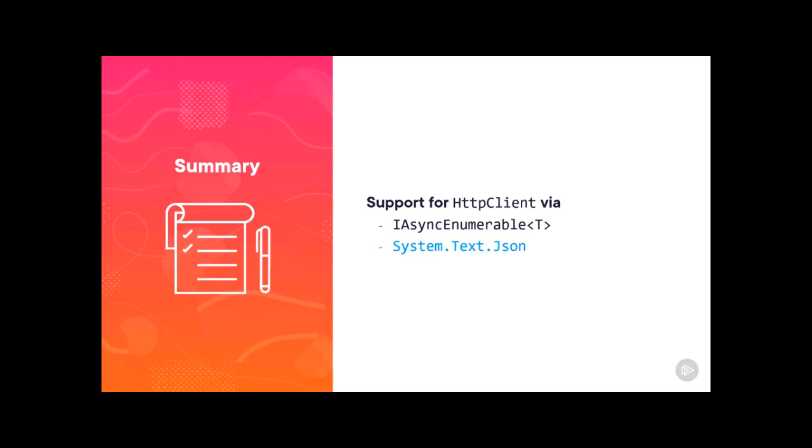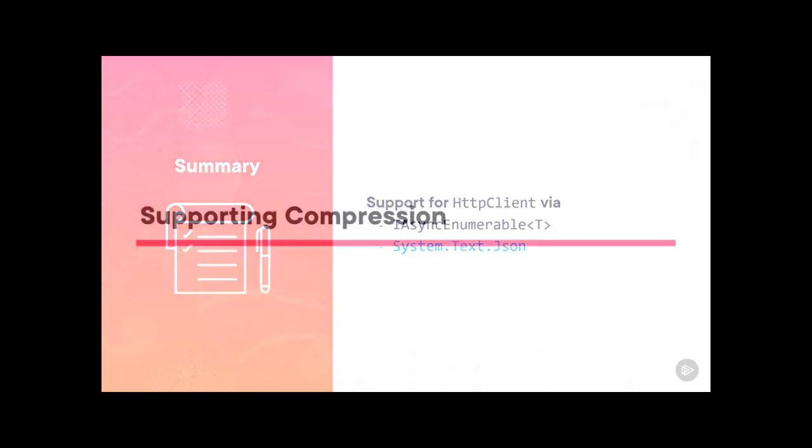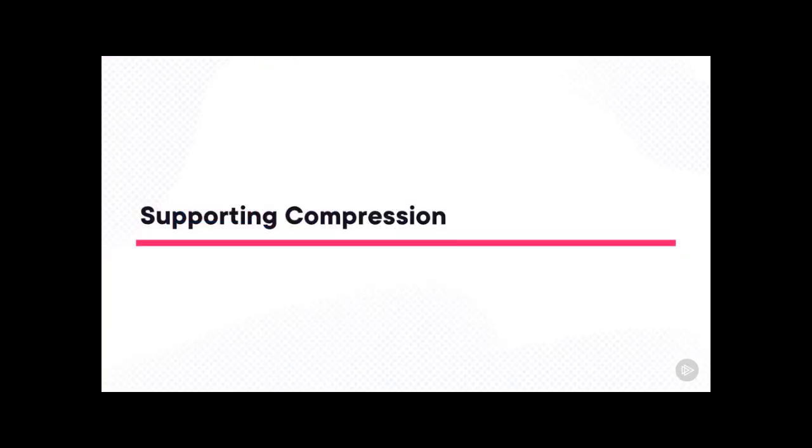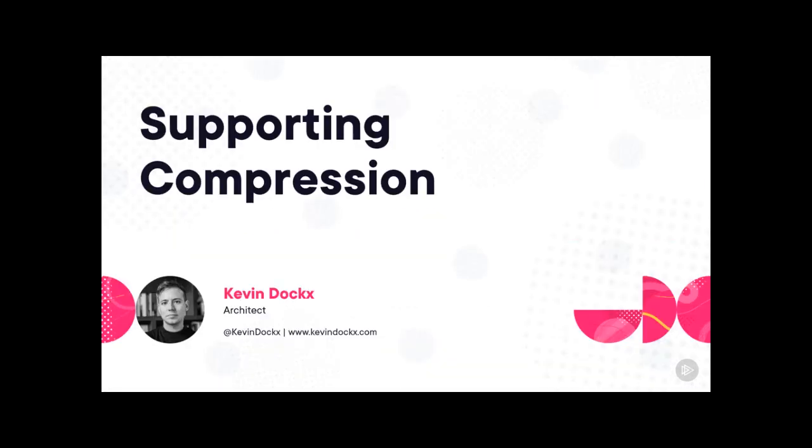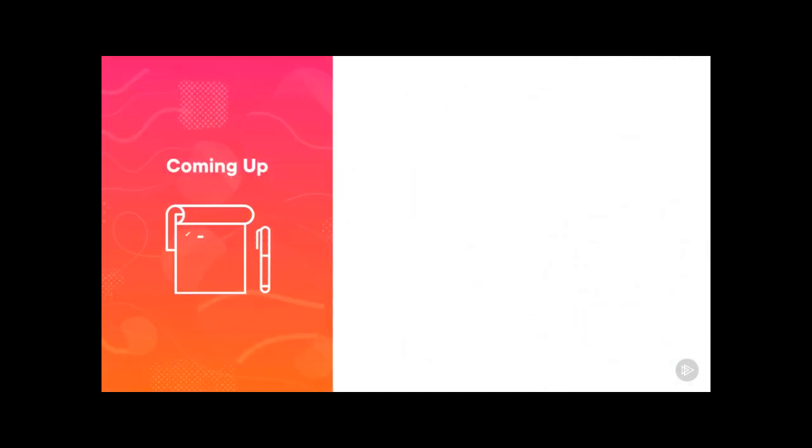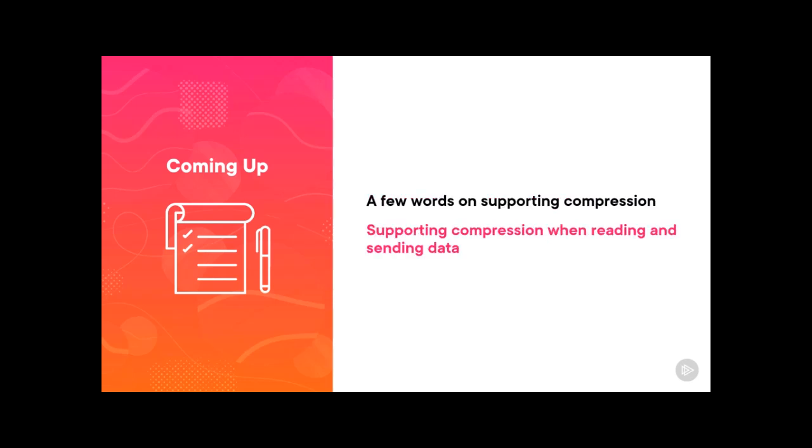We've been working with ways to improve performance and lower memory use in this and the previous module. In that regard, there's another thing to look into: compression. Let's check that out next. Another way to improve performance is by supporting compression. That's what this module is all about. We'll start with a few words on compression, and then we will implement support for it when getting data and when sending data. Let's dive in.